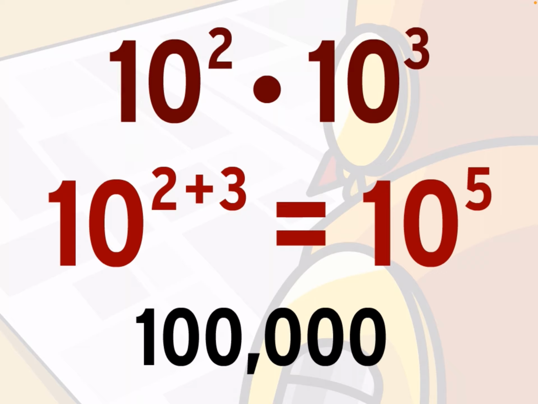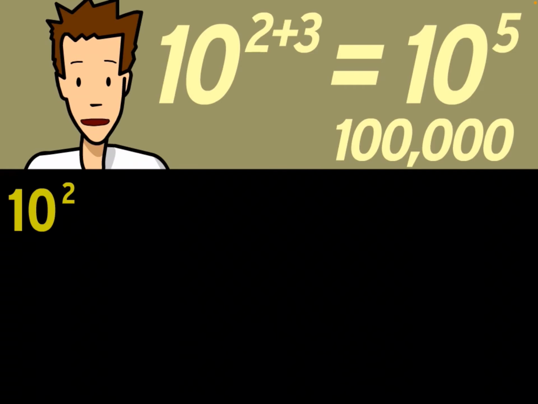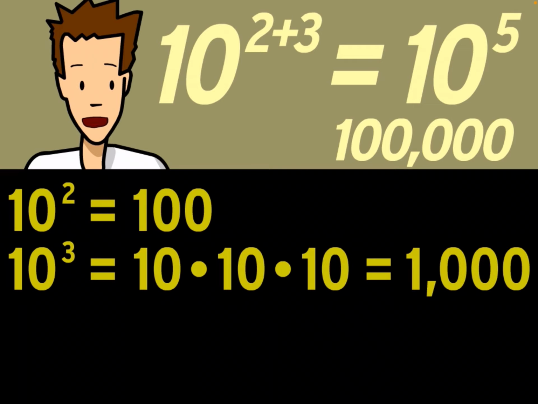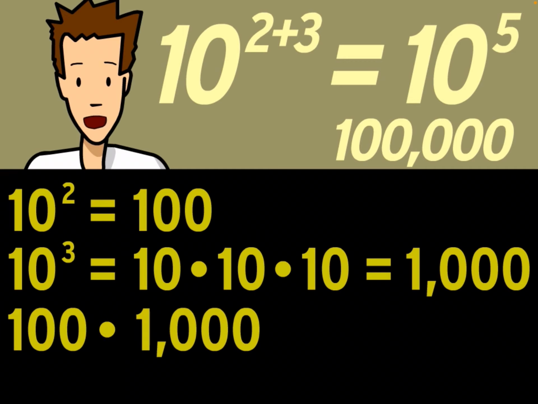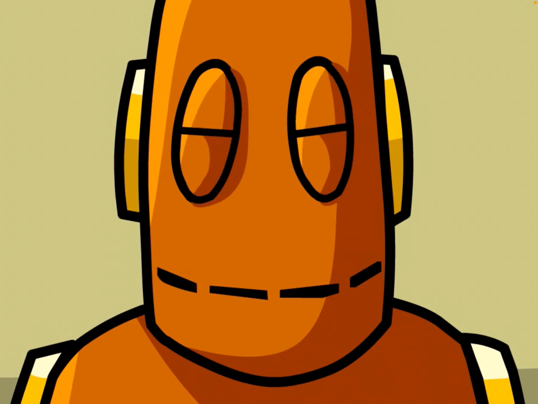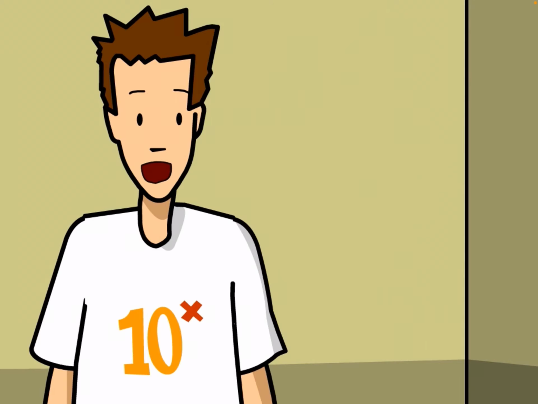Let's check our math. We've already determined that 10 squared equals 100. 10 cubed is 10 times 10 times 10. That's 1,000. 100 times 1,000 is 100,000. Where's that Richter scale we made?